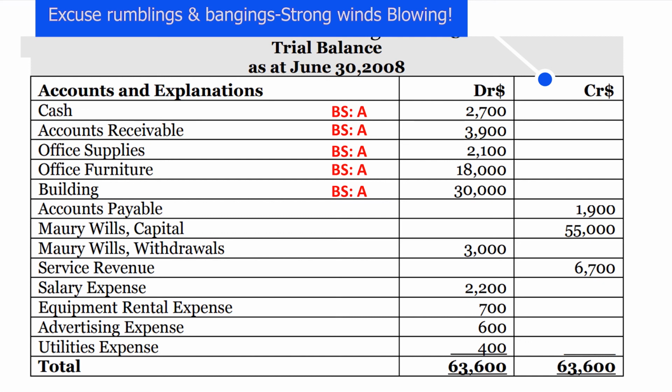Accounts payable, that's going to our balance sheet, but it's a liability. Capital, where is that going? Our statement of owner's equity, or statement of equity. Withdrawals, going to our statement of equity. Service revenue, that's going to our income statement, and that is revenue. Salary expense, income statement, expense. Equipment expense, income statement, expense. Advertising expense, income statement, expense again. Utilities, the same. Income statement, and it's an expense.